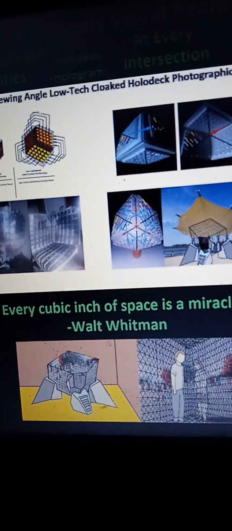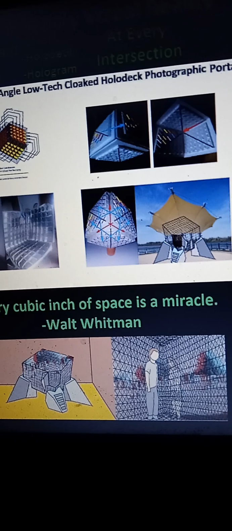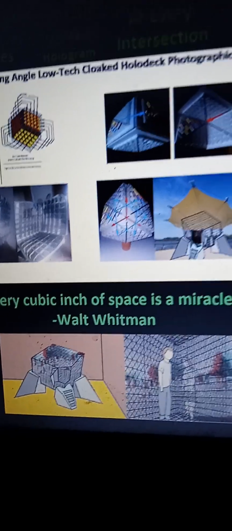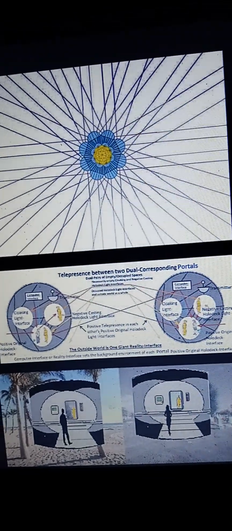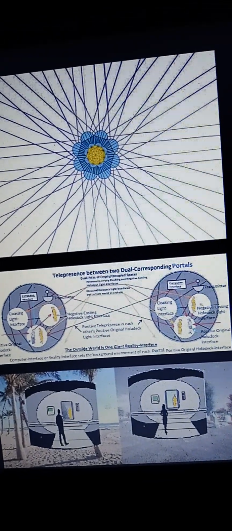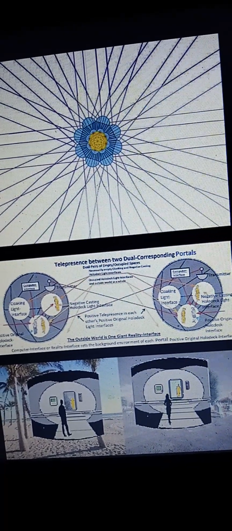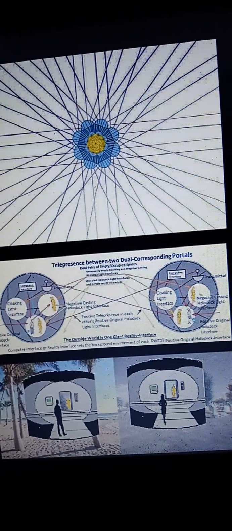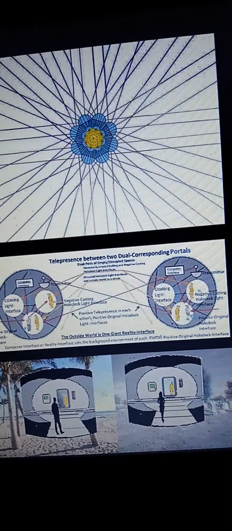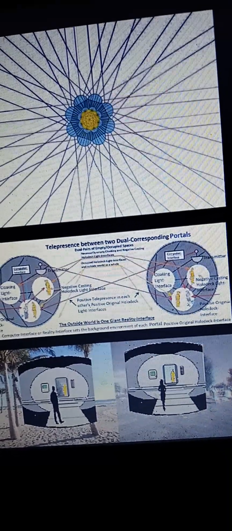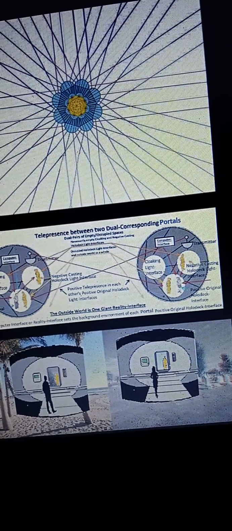And every cubic inch of space is a miracle. That's Walt Whitman. What I mean by that, well, on this side, the bottom two pictures are the plans for a televisual portal. The middle picture is a plan for dual corresponding televisual portals. And the bottom picture is the images of a person on both sides seeing their virtual counterparts inside the holodeck of that portal.